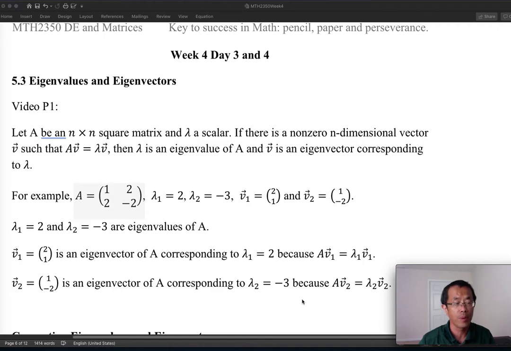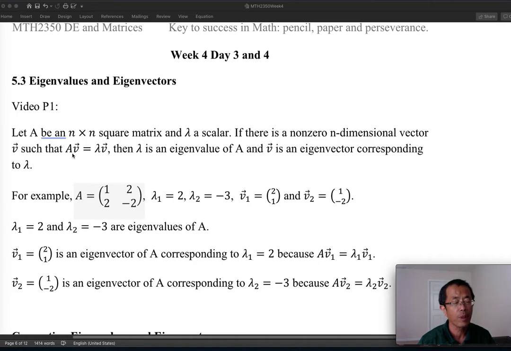Equations and the matrices. And this time we will continue work on 5.3 eigenvalues and eigenvectors. And this is really the definition part. Also keep in mind the eigenvalues and eigenvectors are just defined for square matrices. And A is a square matrix.